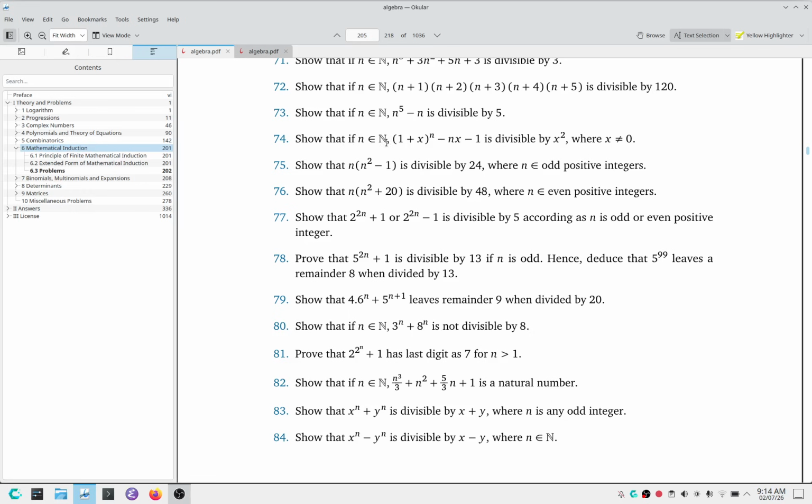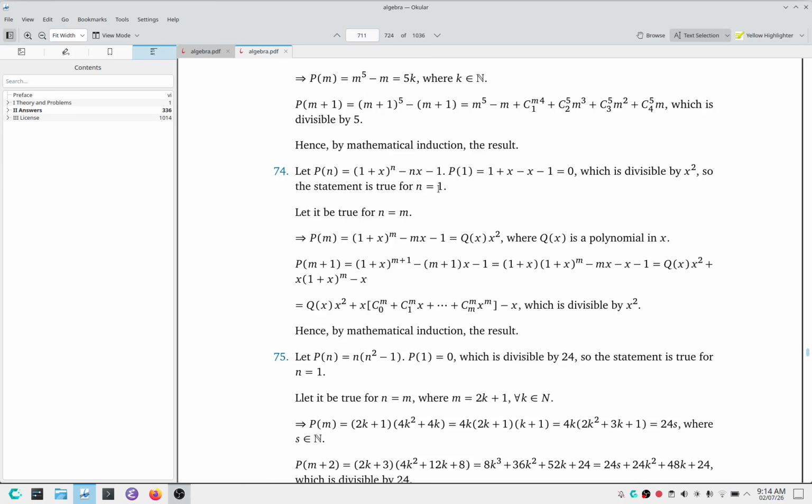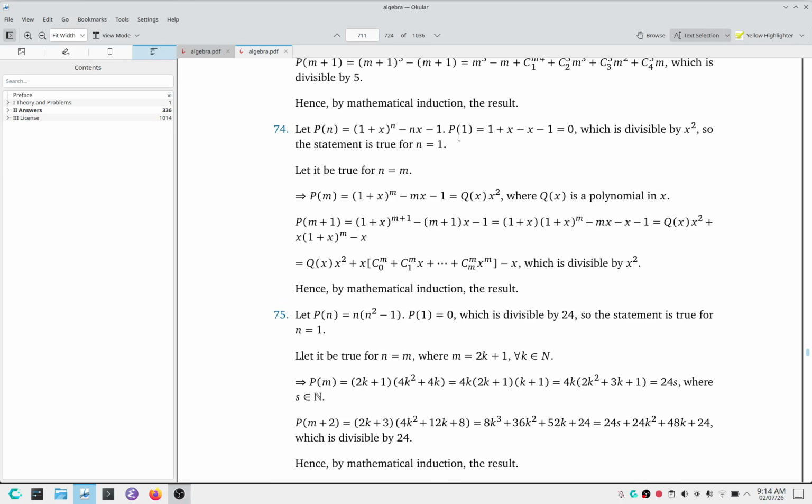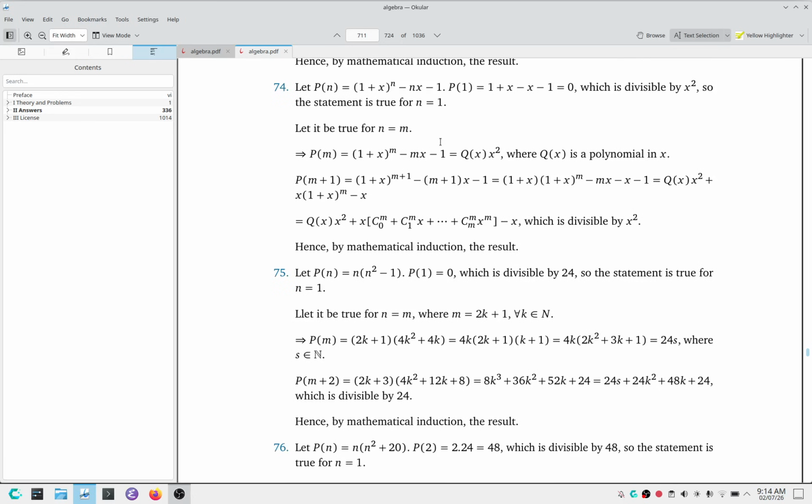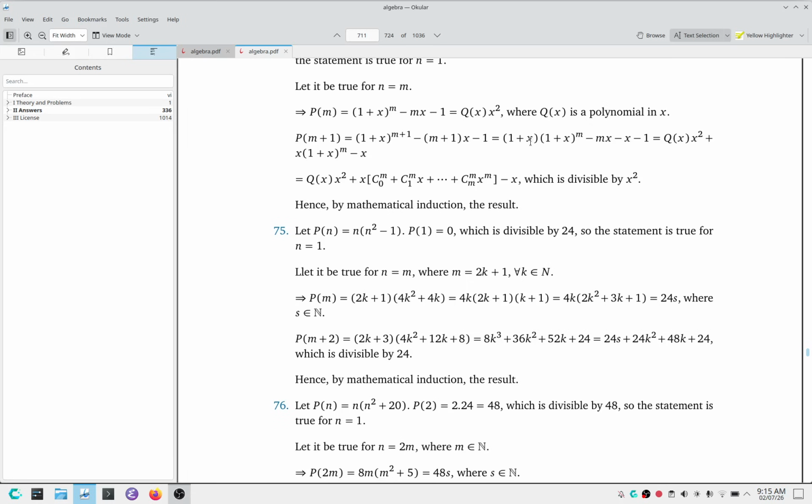Question 74 says that our expression is (1 plus x) raised to the power n minus nx minus 1 is divisible by x square, where x is not equal to 0. So we let P(n) be the given expression, substitute n equal to 1, we get 0, which is divisible by x square. Now we put n equal to m, we get (1 plus x) raised to the power m minus mx minus 1 equal to q(x) into x square, where q(x) is a polynomial in x. Next we substitute n equal to m plus 1, we get (1 plus x) raised to the power m plus 1 minus (m plus 1) times x minus 1.